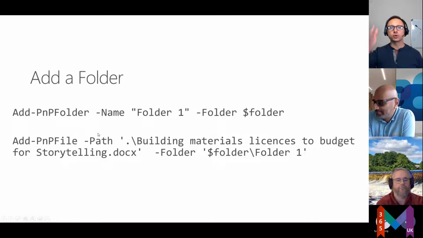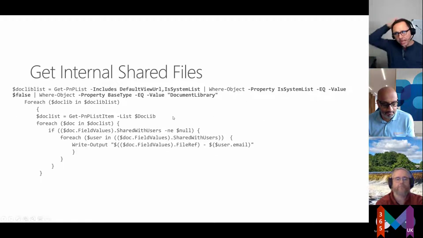So in this one, I want to upload a document, but I don't want to upload it to the root of the shared document library. I want to upload it to a folder. So I add a PNP folder. I cleverly call it folder 1 to the folder shared documents. And then when I upload my file, I upload it to the folder, which is really my document library, and folder 1. You can't make this stuff up, but that's how you got to do it. So it can be done.